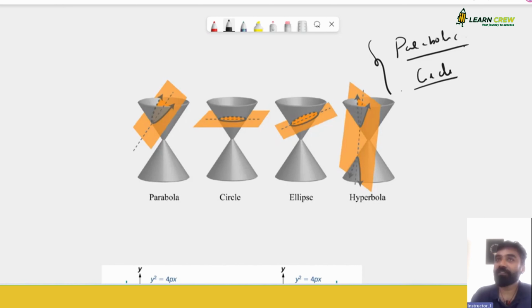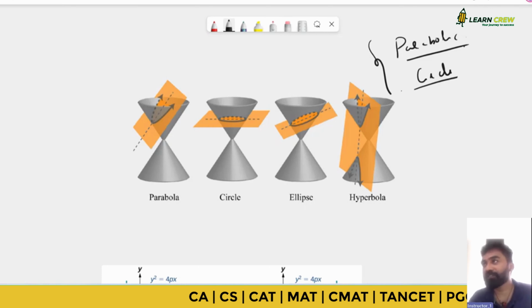Okay. So all these things we will see. What is this parabola? How does it work? And what is called a focal point? Or what happens when it shifts? All these things I'll explain.